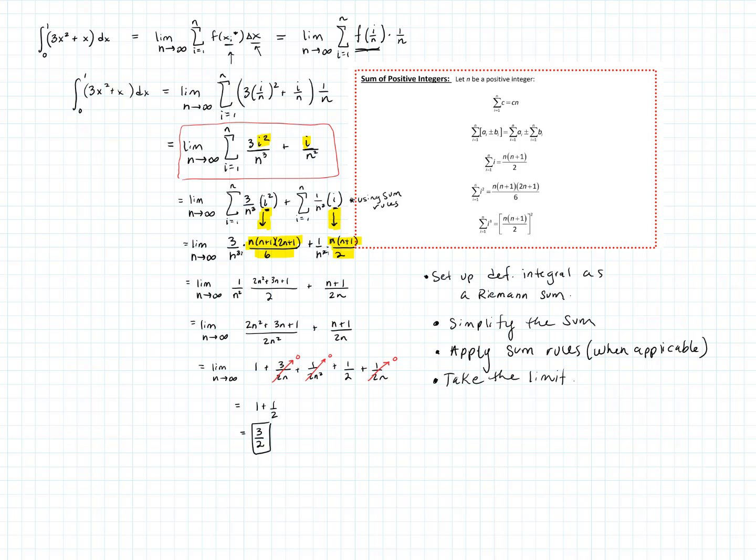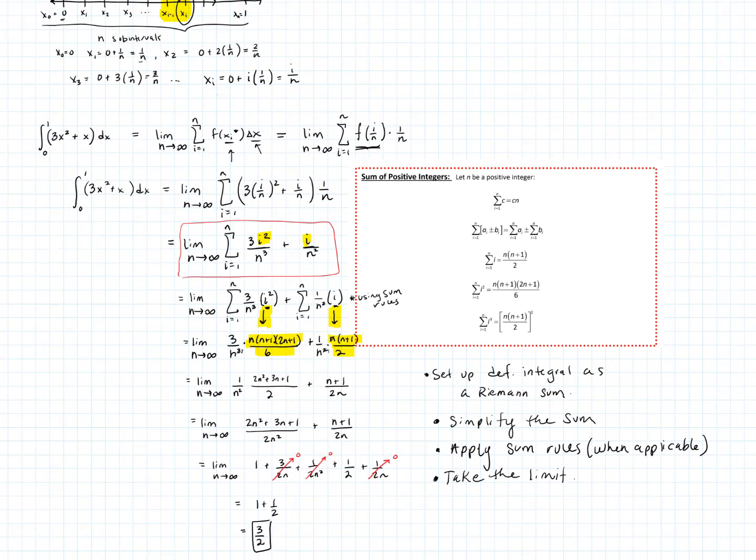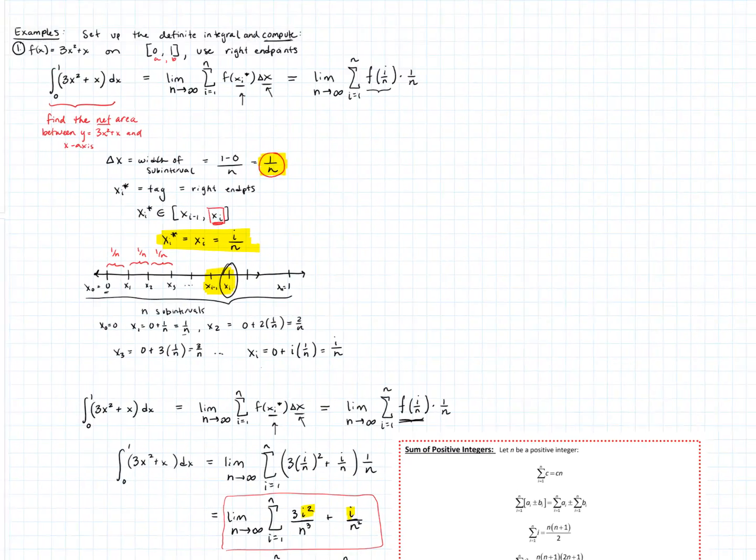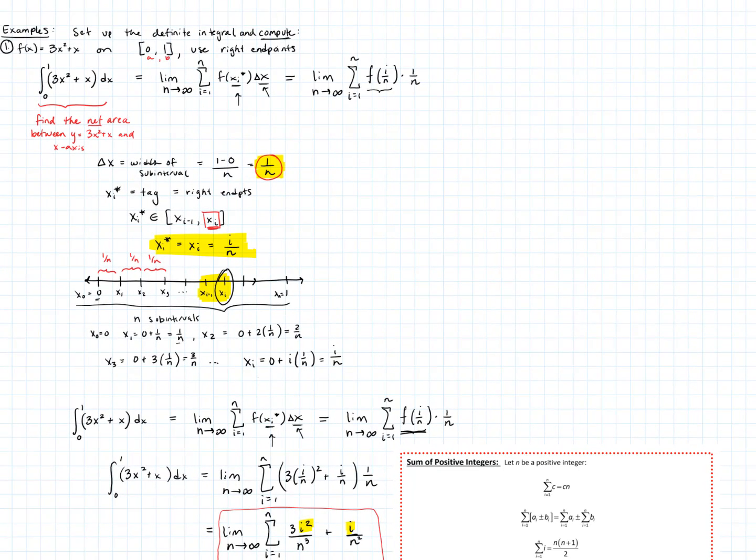But we've got an answer here, and I just want to remind us what that answer means, and that goes actually back up even higher. What that integral means is it's giving us the net area between y equals 3x squared plus x and the x-axis. It's giving us an area between the curve and the x-axis, a net area, but it is giving us an area.